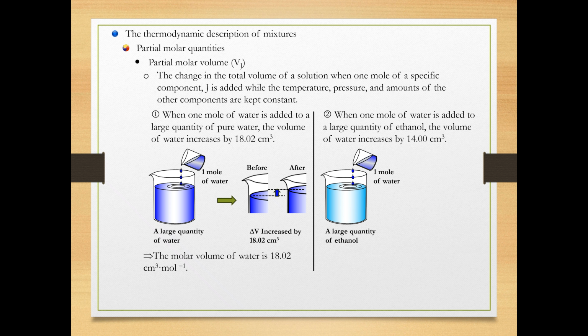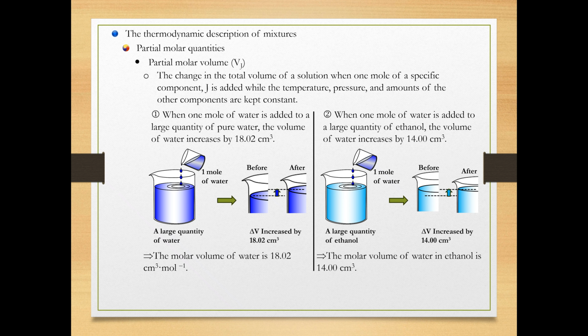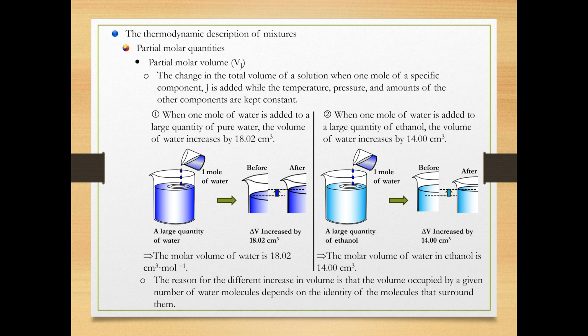Suppose that we have a large quantity of pure ethanol and we add 1 mole of water. You might initially expect the volume to increase by 18.02 cubic centimeters because that is the molar volume of pure water. But experimentally, the volume increases by only 14.00 cubic centimeters. This implies that the partial molar volume of water in ethanol is 14.00 cubic centimeters per mole. Why? Because the volume occupied by molecules depends on their molecular environment.